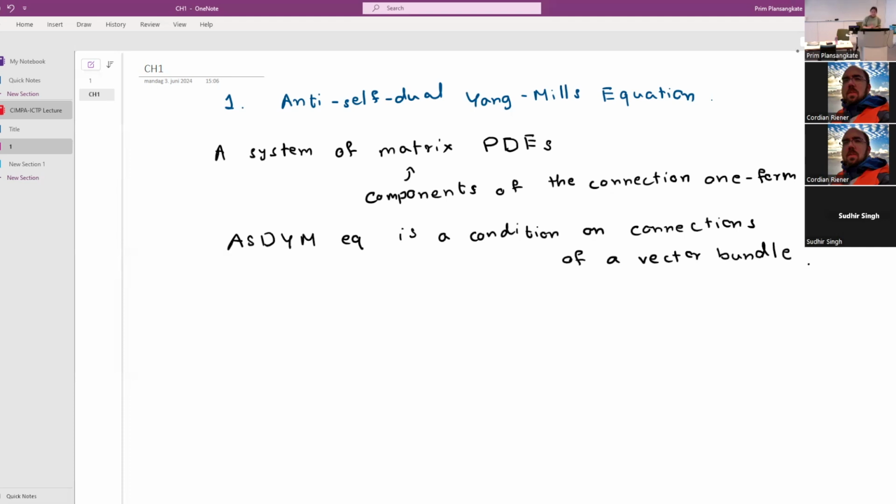So to define the anti-self-dual Yang-Mills equation precisely, I need to talk about connections on a vector bundle. And since I planned this course to be very introductory, like for first year graduate students, I will start from defining what a vector bundle is. But in order to do that, the prerequisites are basic knowledge of manifolds and tensor fields.